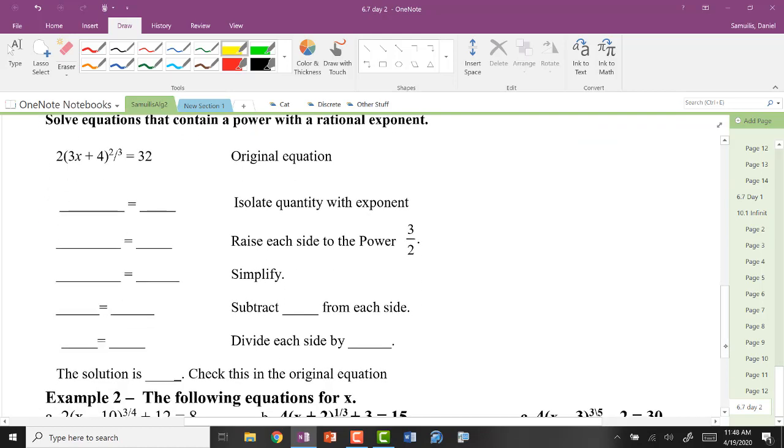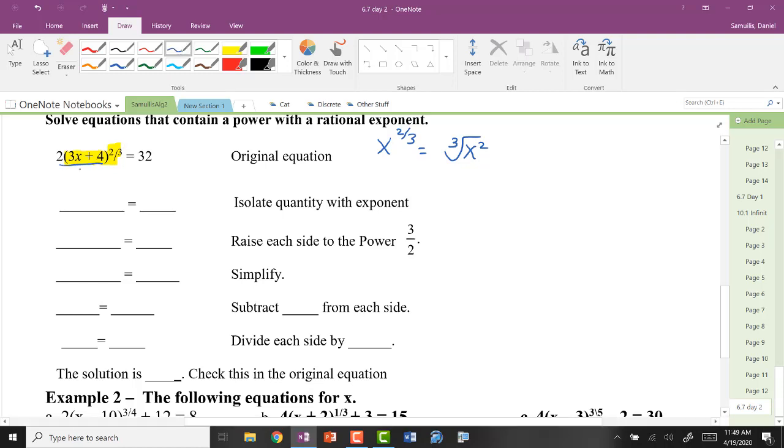All right, now what if we have exponential equations? Now these are the same thing as roots. So remember, if I had x to the 2/3, that's the same thing as the third root of x squared. You are not going to have to convert these to radicals. It's actually easier if you don't. But much like the radical rules, you do need to isolate the quantity with the exponent. So the 3x plus 4 to the 2/3 needs to be isolated.